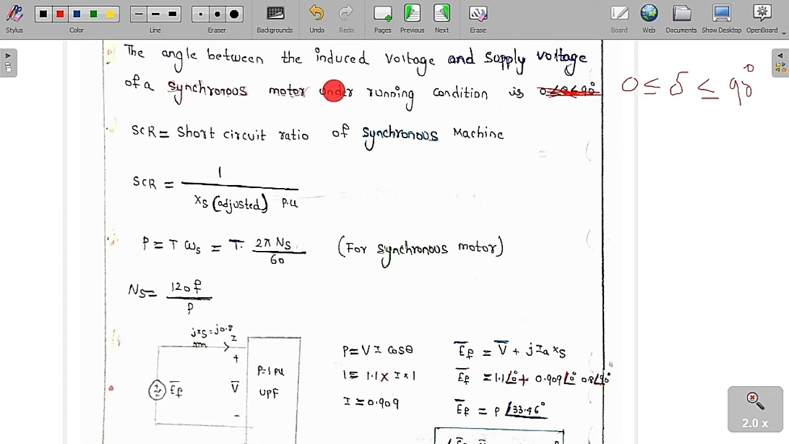So therefore, the angle between the induced voltage and the supply voltage of a synchronous motor under running condition always lies between 0 to 90 degree. The delta is the phase angle between the EF and the V.